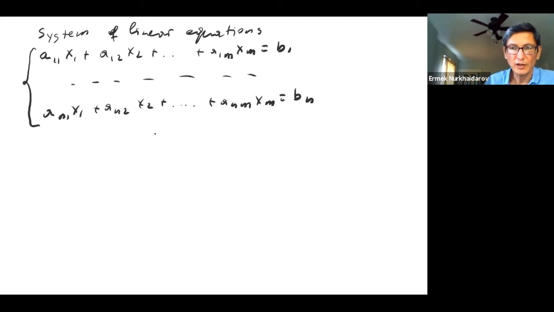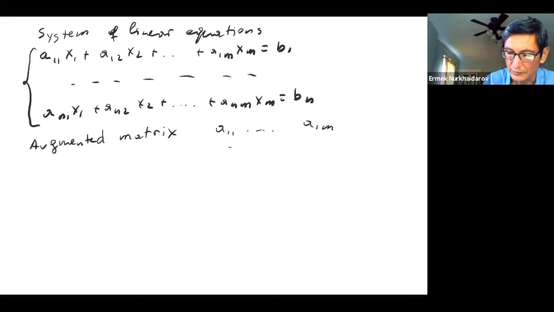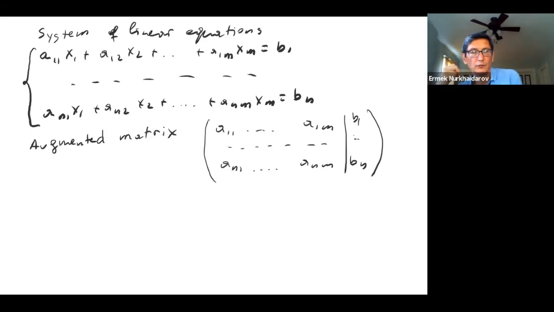We can write down the corresponding augmented matrix. So the augmented matrix has rows a11 through a1m and b1, and so on, down to an1 through anm and bn. Right. So the solution of the system of linear equations and the solution of the corresponding augmented matrix will be the same.